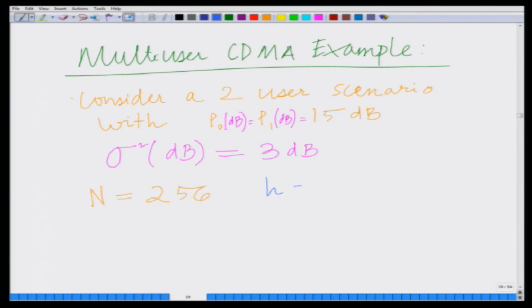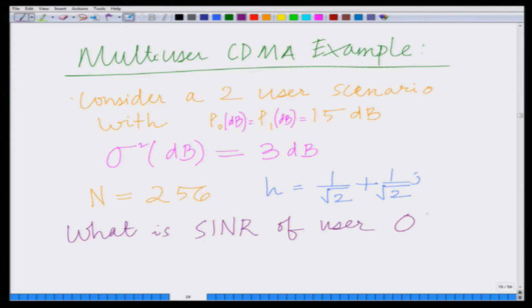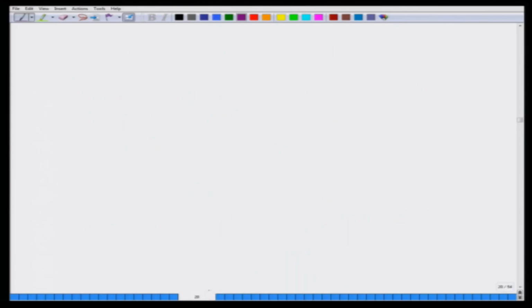We have the channel coefficient h equal to 1 over square root of 2 plus 1 over square root of 2 j, the complex fading channel coefficient. Now, what we want to ask is, what is the SINR of user 0? For this scenario, we want to find out the SINR of user 0, and now let us first convert all these figures.